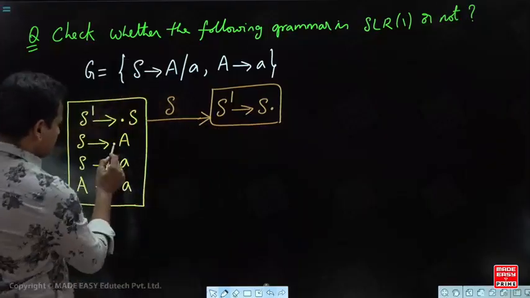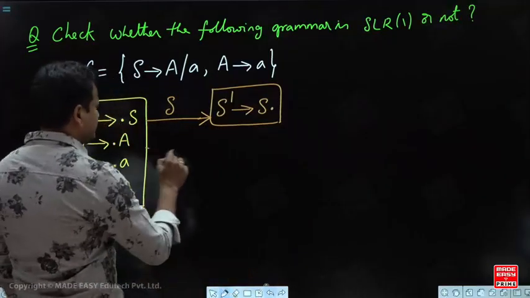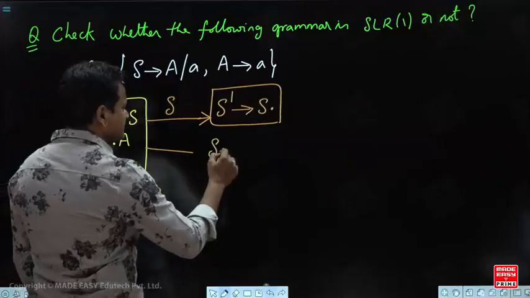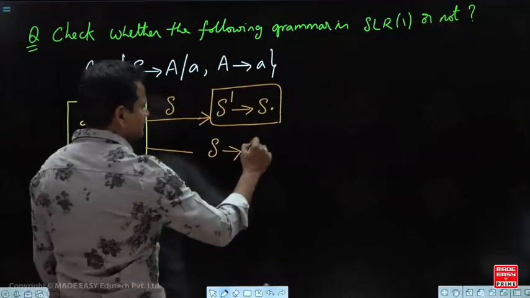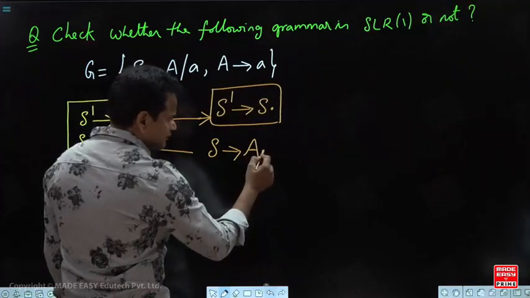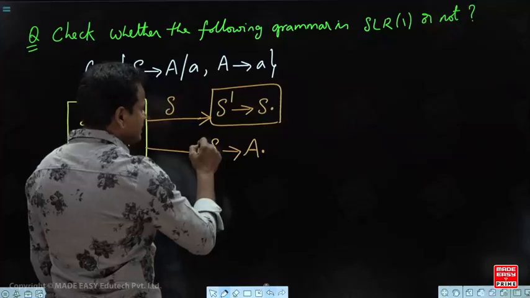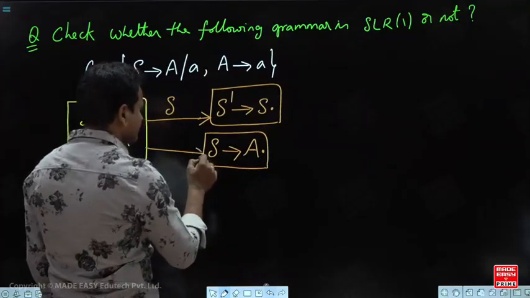Now the next shift symbol here is A. If I write the goto for A, just move the dot. S → A., I have moved it. And here, what is the symbol after the dot? Nothing. When there is nothing after the dot, you cannot add anything else. Now close this one.